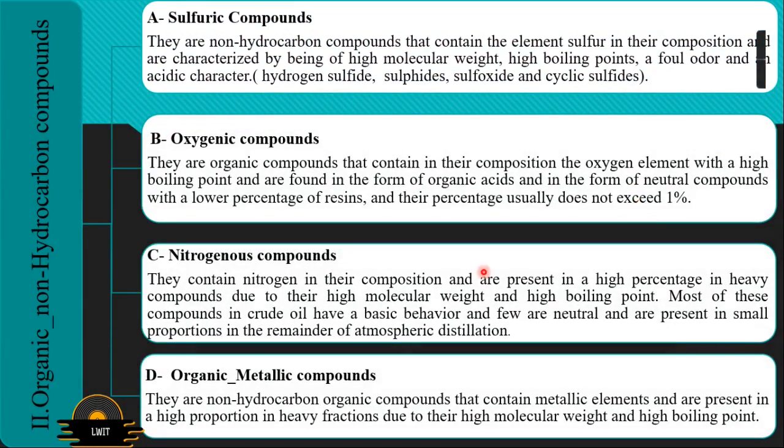Okay, now the second type is organic non-hydrocarbon compounds, which means they are organic compounds that do not consist of only carbon and hydrogen. Most of them have a high molecular weight and high boiling point, so they are concentrated in the heavy fraction of crude oil. The most important of these compounds are sulfur compounds.